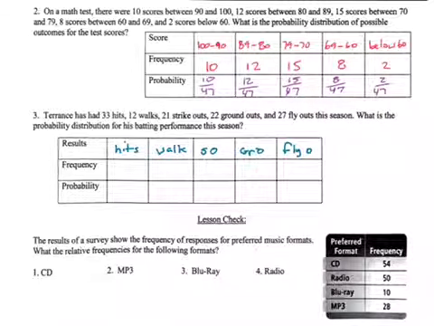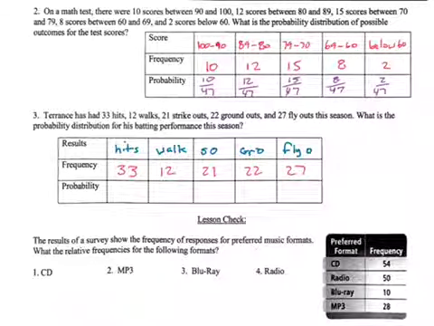So the occurrence of the hits, we have 33. We had 12 walks, 21 strikeouts, 22 groundouts, and 27 flyouts. The total number of things that occurred in this particular frequency distribution would be 115. If you add up all of the things in the different frequencies, you get 115.